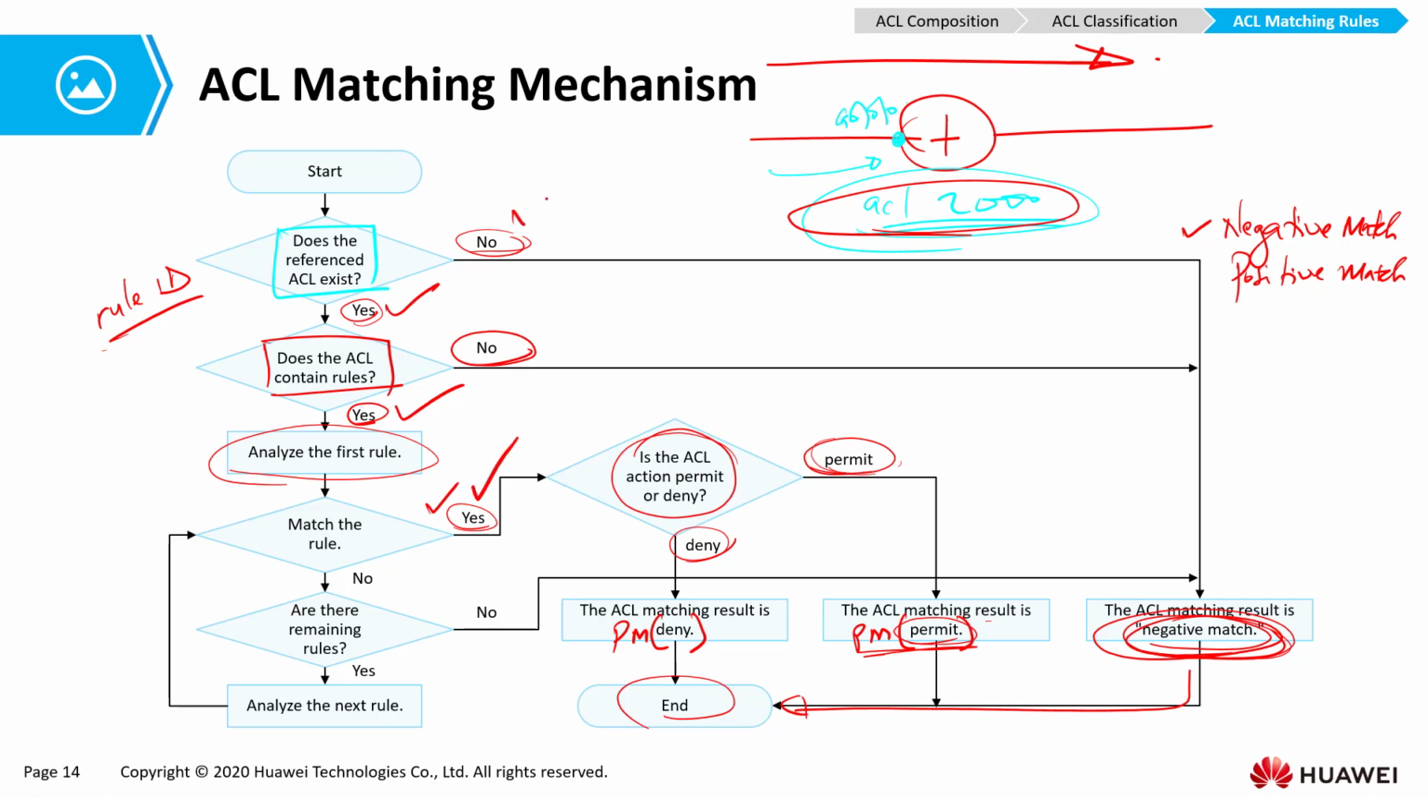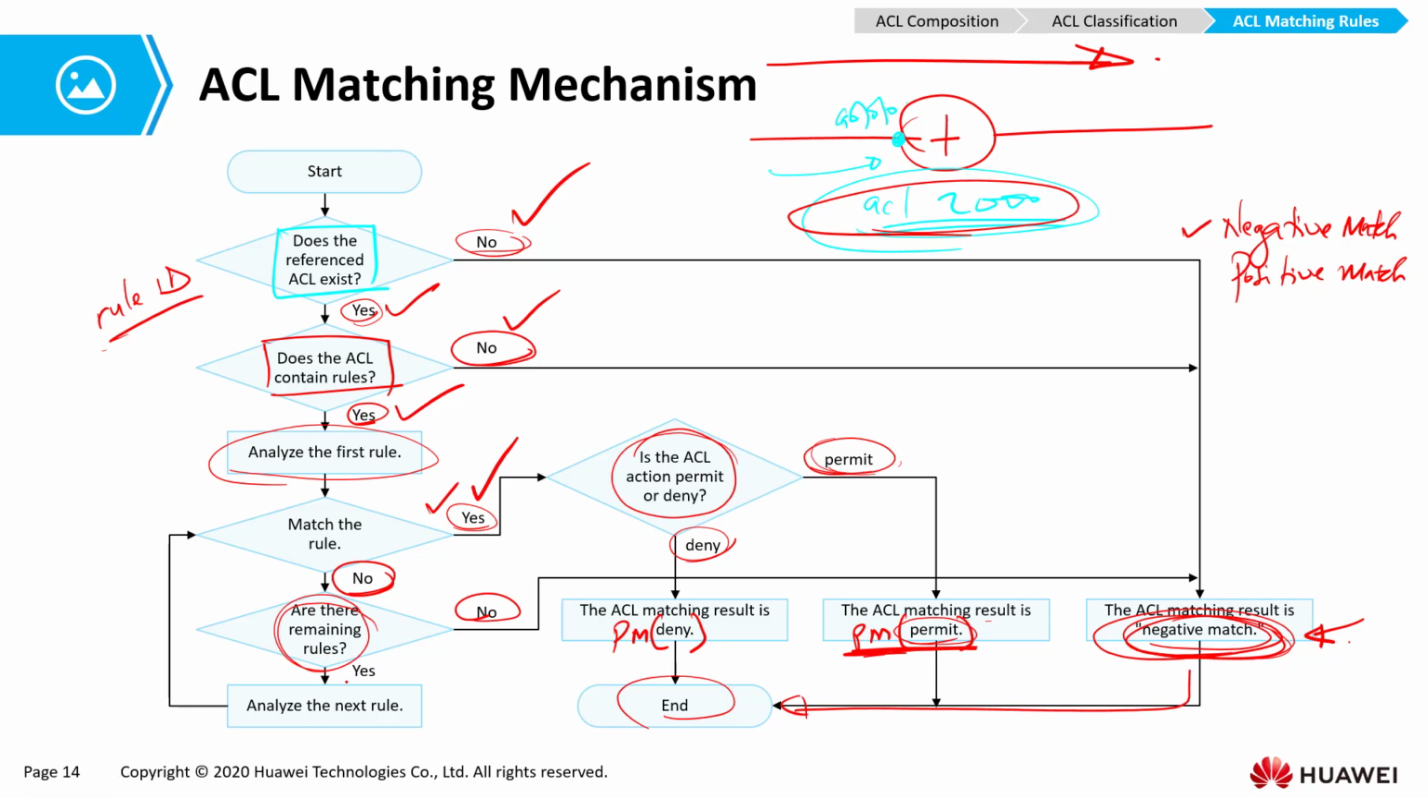If an ACL does not exist, we go to the end. If the ACL exists and has no rules, we go to the end. If there are rules and the first rule is matched, we shall give the result of that match and go to the end. We won't proceed to other rules. However, if the rule is not matched, we shall check other rules in the ACL. If there are no other rules, then the result is a negative match. Again, no rule has been matched.